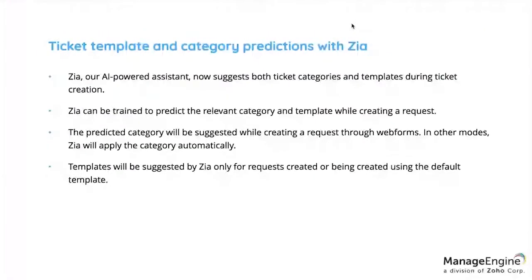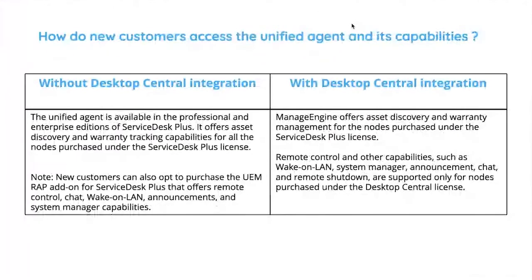Then what are the other differences? I also wanted to discuss how new customers access the unified agent and its capabilities without Desktop Central. As we've discussed, the unified agent is available in Professional and Enterprise Edition. It offers asset discovery and warranty tracking capabilities for all the nodes purchased under Service Desk Plus. Because you don't have Desktop Central, it only looks into your Service Desk Plus assets and their licensing. If you have Desktop Central, then you need to make sure you match the asset information of both Service Desk Plus and Desktop Central.